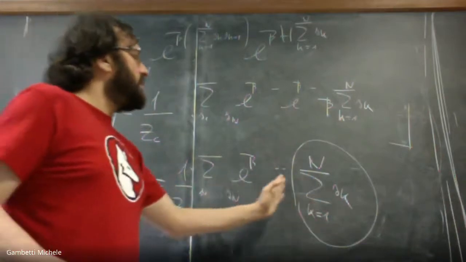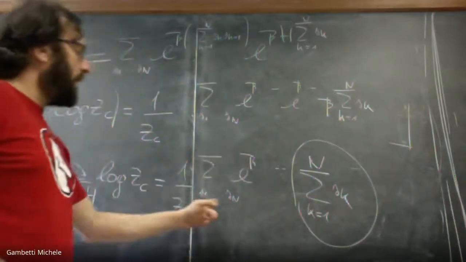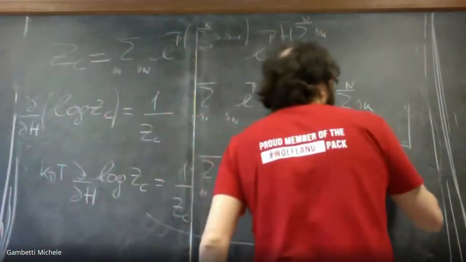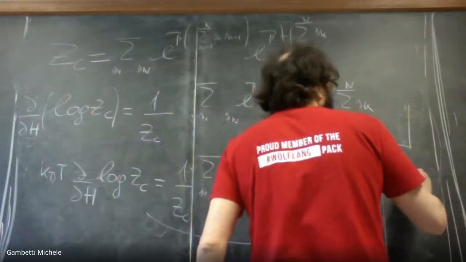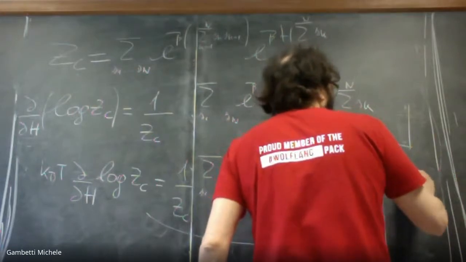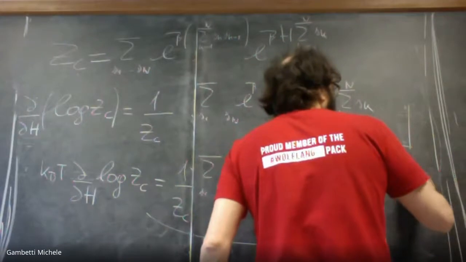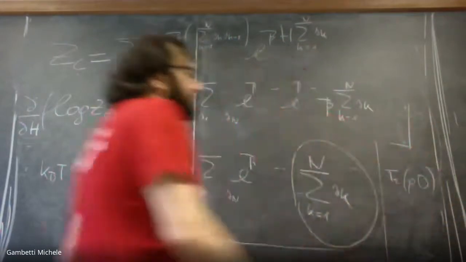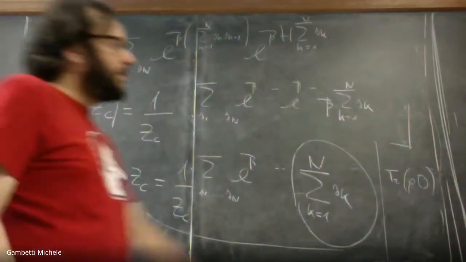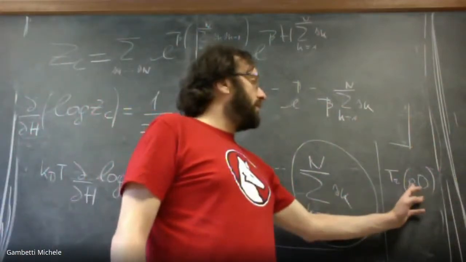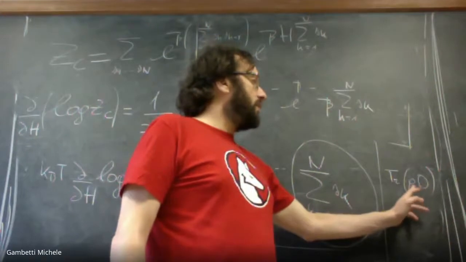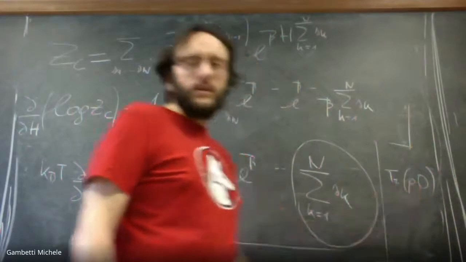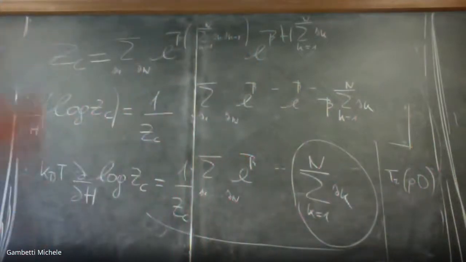And times e to the beta H, okay, and so on. So if you want this structure here in the form of a trace of the ensemble or the density matrix, O, you take the operator O and you trace over the product. You trace the product rho O, where rho is the density matrix.